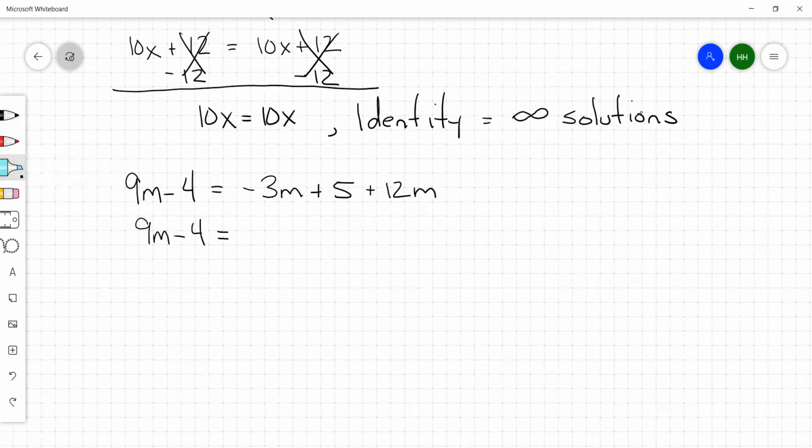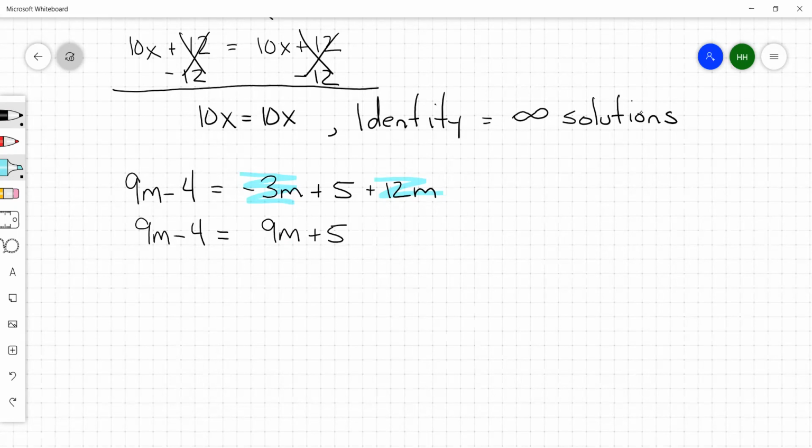And then on this right side, you can combine this negative 3m and this positive 12m. So negative 3m plus 12m is 9m. And you can drop down this positive 5. And now is when you need to notice that something doesn't look right. I don't know how a 9m minus 4 could equal a 9m plus 5. Right? I don't know if that makes any sense to you or not. But let me show you one more step.